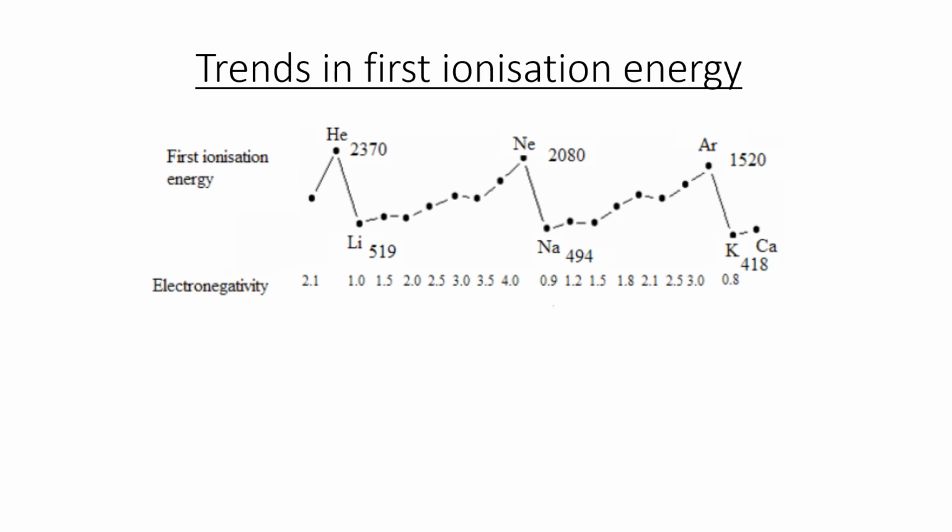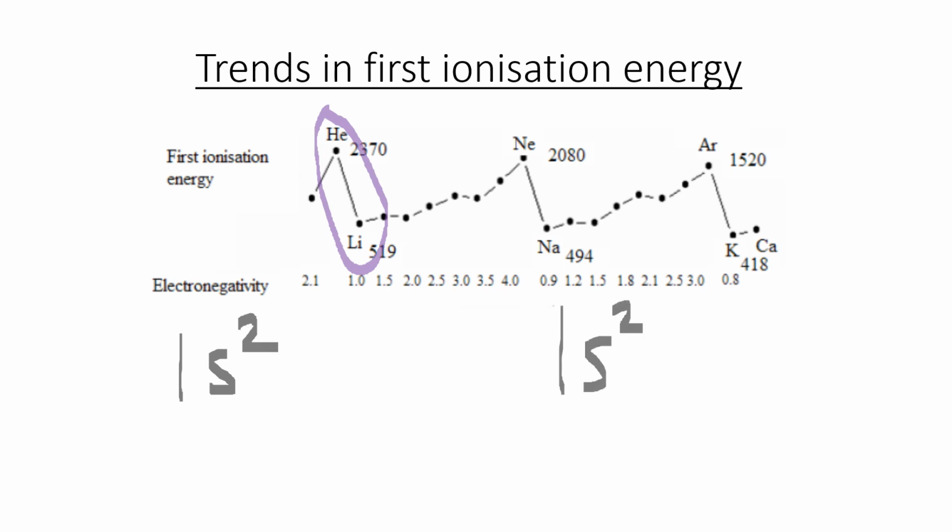We then have to explain why there is this massive drop from helium to lithium. Well, you're going from 1s2 on the helium to 1s2, 2s1 for the lithium. So you're adding an extra electron into a higher energy orbital, and this orbital is further away from the nucleus. The atomic radius increases quite substantially when you go from helium to lithium.